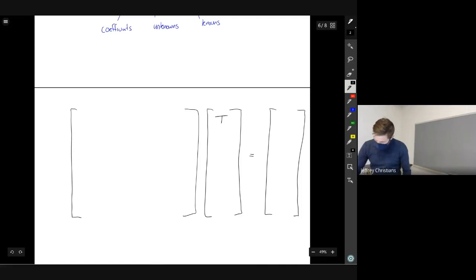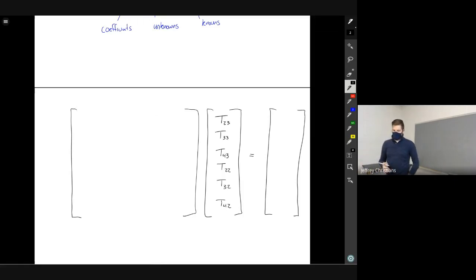So here: T23, T33, T43, T22, T32, T42. So those are our 6 unknown temps. Right, our matrix math is going to work where basically these.